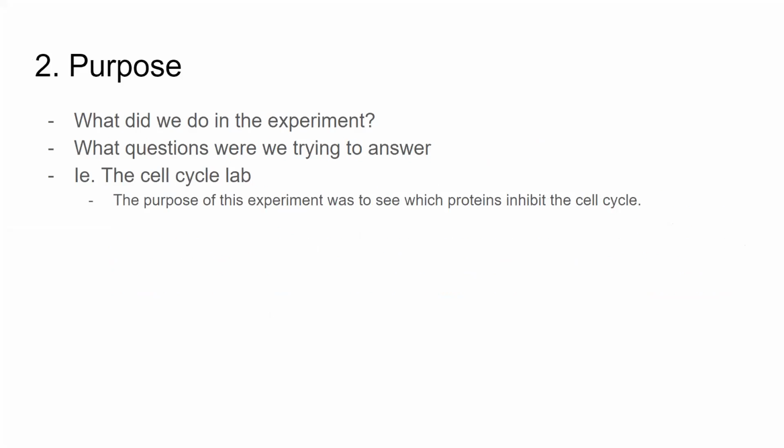So moving on, the purpose. The purpose of the experiment is saying what are we trying to do in this experiment? Why are we doing this experiment? So again, going off that cell cycle example, you could just say the purpose of this experiment was to see which proteins inhibit the cell cycle, if the experiment we did was looking at proteins that inhibit the cell cycle. You should always use a purpose because it explains to the reader what you are actually doing in this experiment. What goal are we trying to achieve?